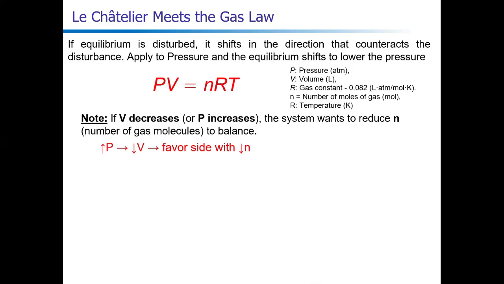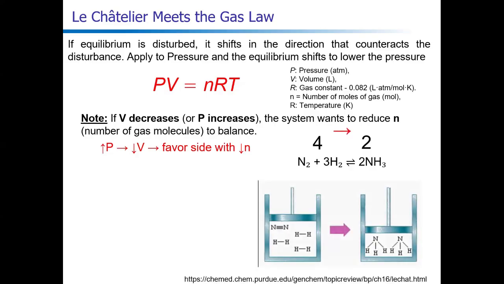To reduce the pressure, the system shifts to reduce n, the number of gas molecules, because fewer gas molecules means lower pressure. The classic example of this is the synthesis of ammonia, where nitrogen plus 3 hydrogens goes to 2 ammonias. Thus, we go from 4 molecules of gas on the left to 2 molecules of gas on the right. So if pressure increases, the system shifts to the right, toward fewer gas molecules. You can remember this as an increase in P leads to a decrease in V, which favors the side with the fewest number of moles.